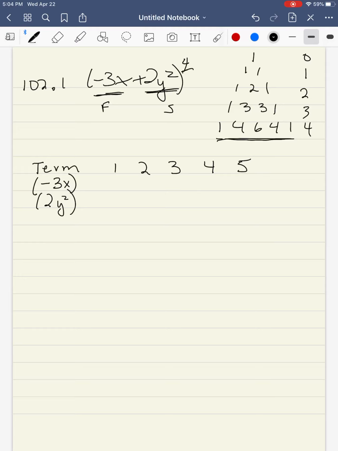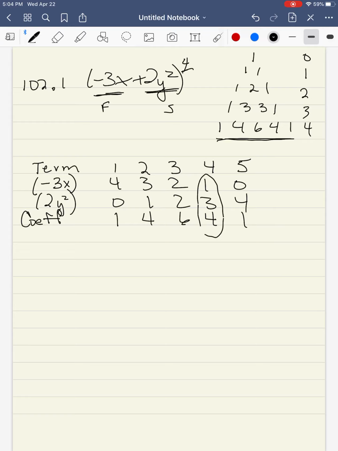Because it's the 4th power here, this will be 4th, 3rd, 2nd, 1st, 0 power, and 0, 1, 2, 3, 4th power. And the last thing is the coefficient, and that's where the line in Pascal's triangle comes in. So that's 1, 4, 6, 4, 1. Now this says to find the 4th term. So this is what we're going to be using right here.